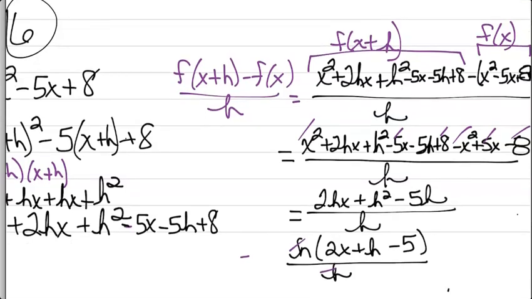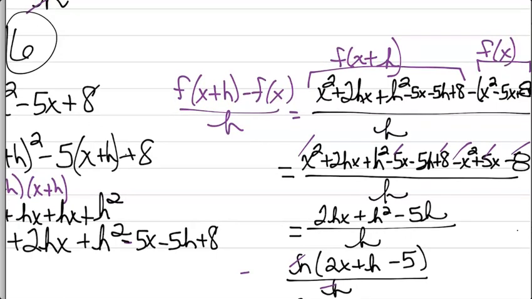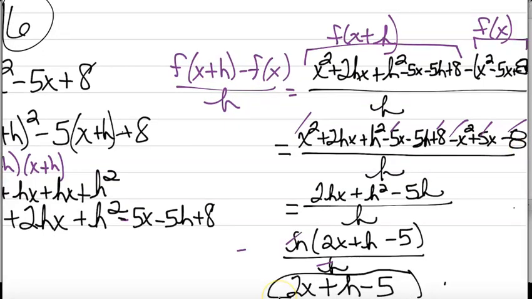What I'm left with is that 2x plus h minus 5. We did all that work and it's simplified to that 2x plus h minus 5. That's our final answer, and that's our difference quotient for the most part. Quick comment, we can actually use a difference quotient to obtain something called a derivative. We can also use it to obtain the average rate of change, as a side note.